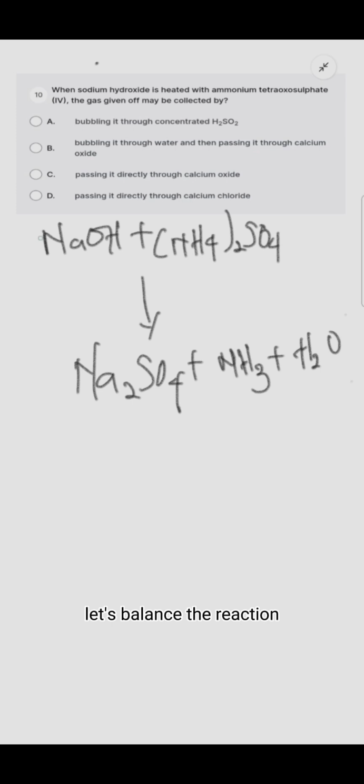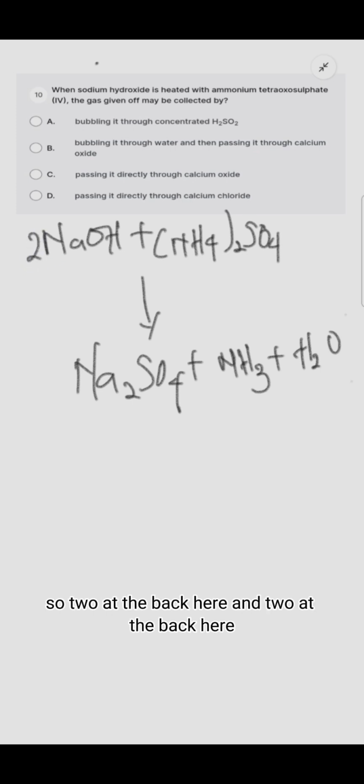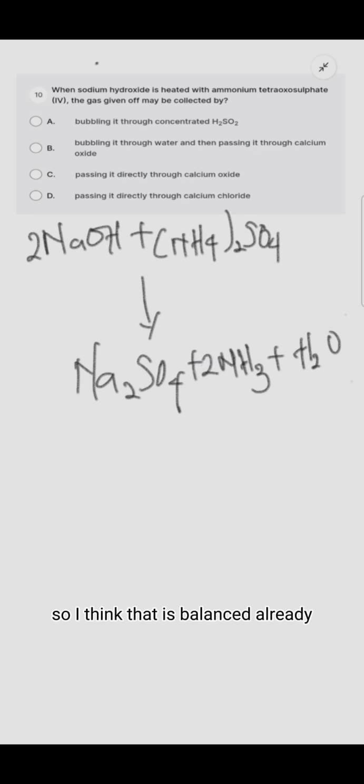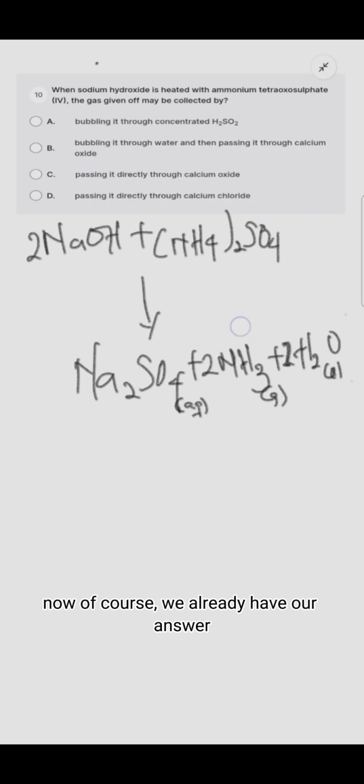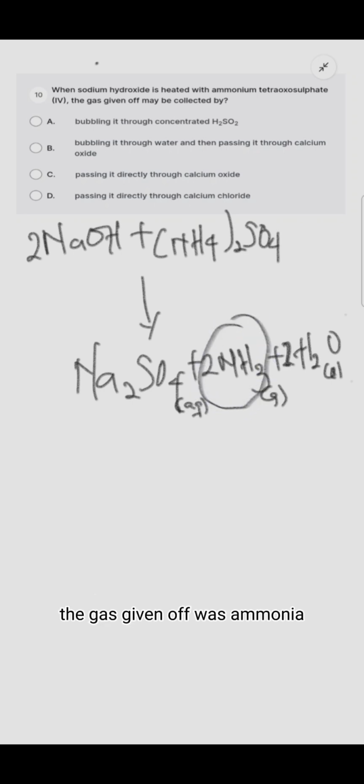Let's balance the reaction. So 2 at the back here and 2 at the back here. So I think that is balanced already. Yeah, by adding 2 at the back here, so that will be perfectly balanced. So this is the balanced reaction. Now Na2SO4 is aqueous, NH3 is a gas, and H2O is a liquid. Now, of course, we already have our answer here. The gas given off was ammonia.